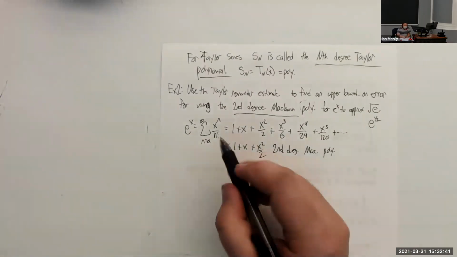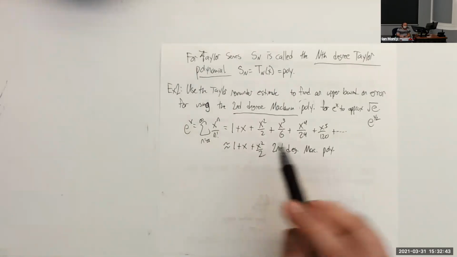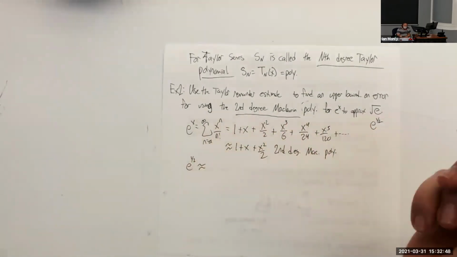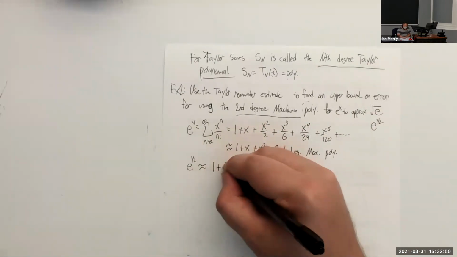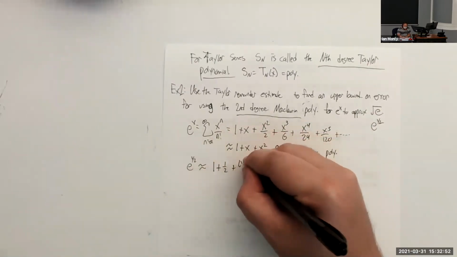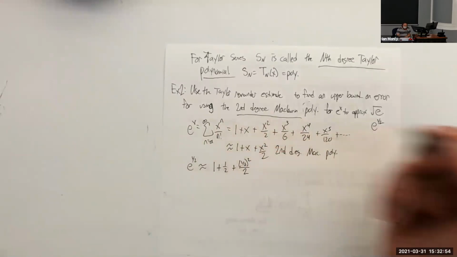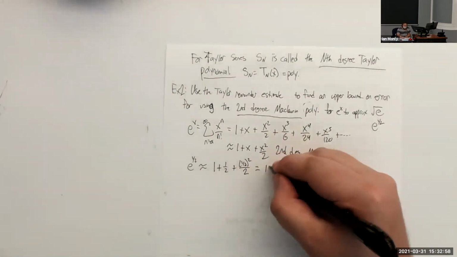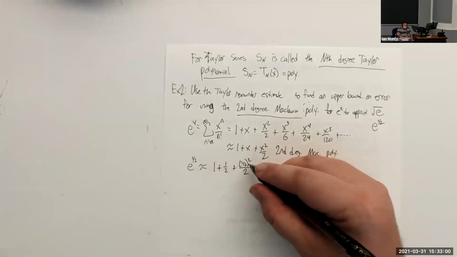Now what we're going to do, since e to the x is approximately equal to this, I guess we can conclude that e to the 1/2 will approximately equal 1 plus 1/2 plus 1/2 squared over 2. And if we do this out, let's see, this is 1 plus 1/2. This is plus 1/8.